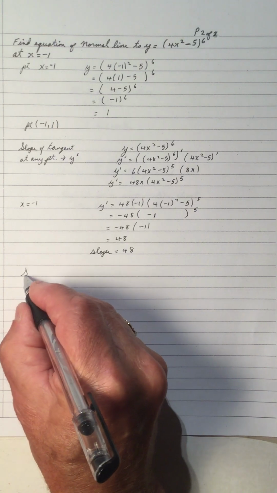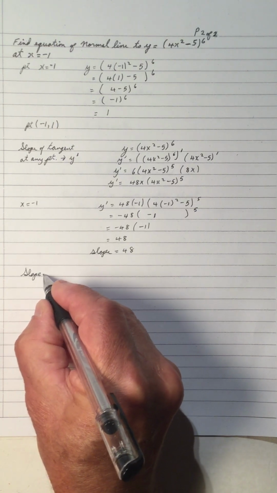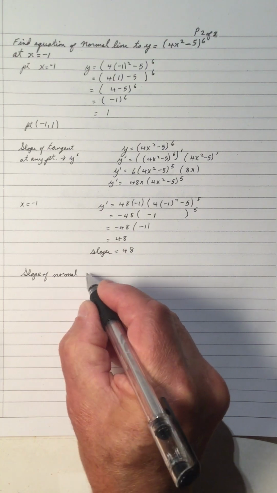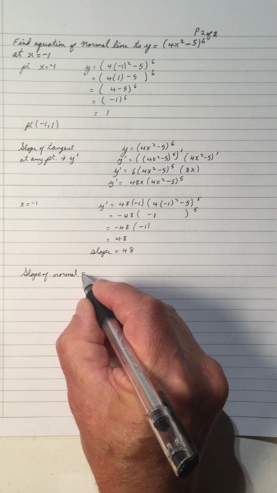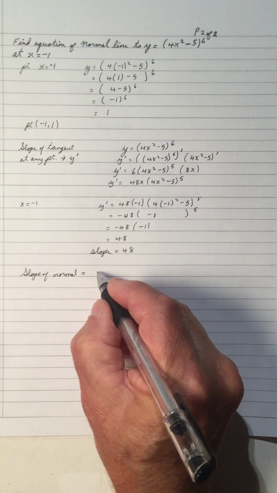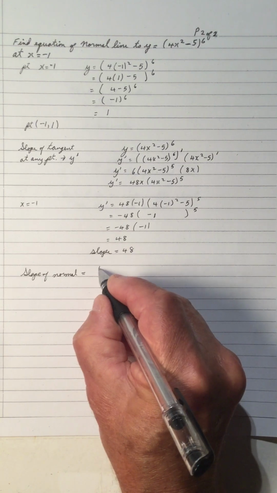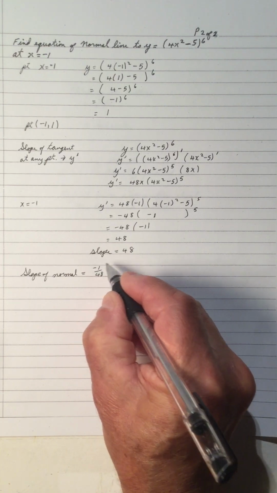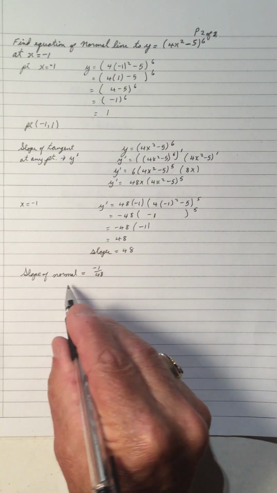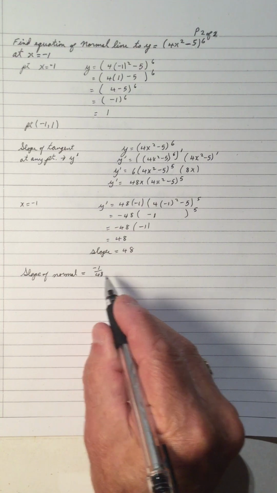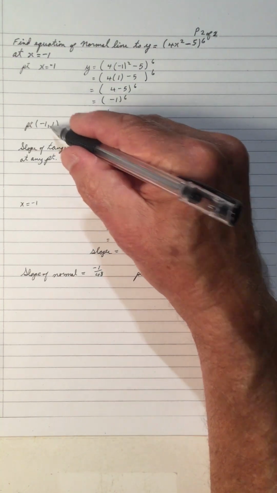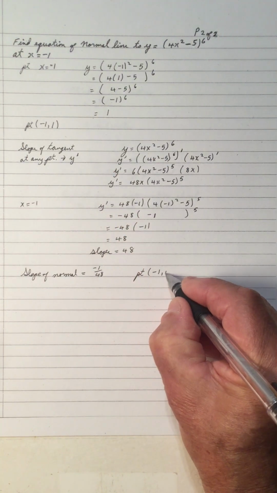Now, the slope of the normal is perpendicular, so the slope of the normal is the negative reciprocal. The reciprocal of 48 is 1 over 48, and we take the opposite sign of it. So we have the slope as negative 1 over 48, and we have the point that we found to be negative 1, 1.